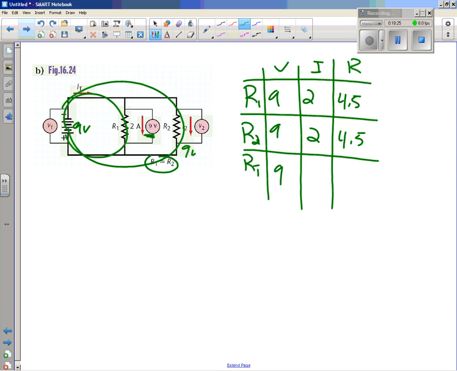9 divided by 4.5, it's going to be 2 amps there also. So how many amps came from the source? If I got 2 amps here, 2 amps here, then I must have had 4 amps come from the source, because at this point they split up and some go that way and some go that way. So that's going to be 4. 9 divided by 4, I think, is 2.25. You might want to check my math on that one, but that's what I'm getting.